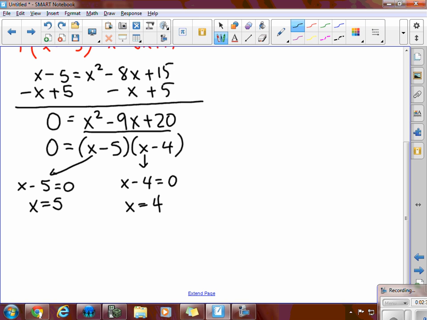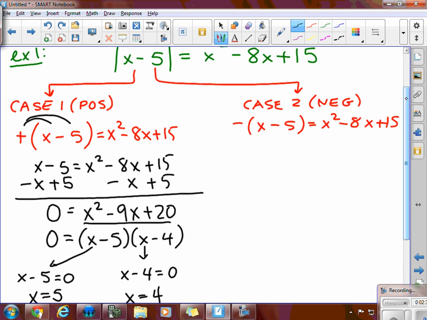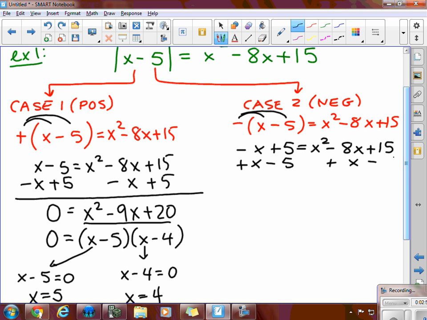So we solved the positive case. Now we need to do the exact same thing with the negative case, which means I'm going to distribute the negative, which gives me negative x plus 5 equals x squared minus 8x plus 15. Again, we want to move things to where the leading coefficient of the largest power is positive. So I'm going to move things to the right. In this case, I'm going to add the x, subtract the 5 from both sides, which leaves me with 0 equals x squared minus 7x plus 10.